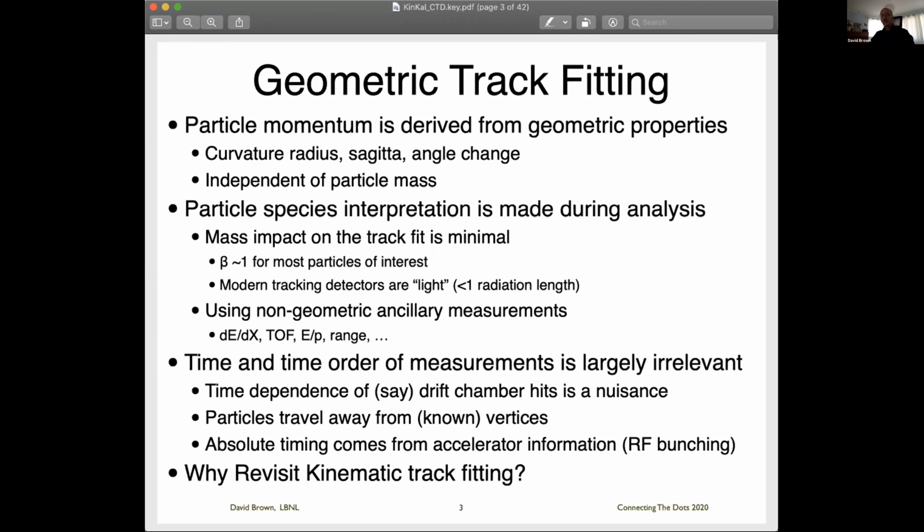And if you do have non-geometric effects that depend on mass, you apply those as an ancillary measurement, for instance, dE/dx or time of flight. And also in that case, the time ordering of measurements is largely irrelevant. You know that the particles are traveling away from known vertices, and you've got absolute timing information from an accelerator. So why do we want to revisit kinematic track fitting?